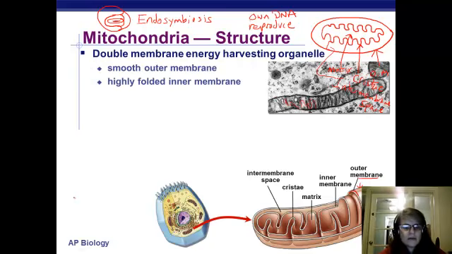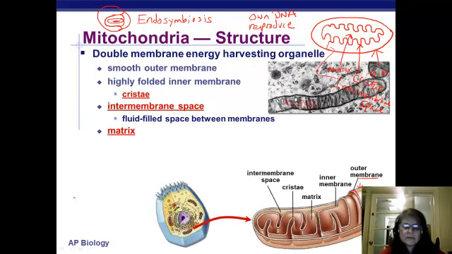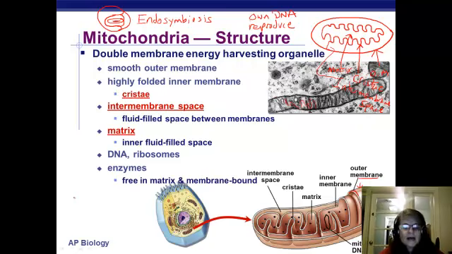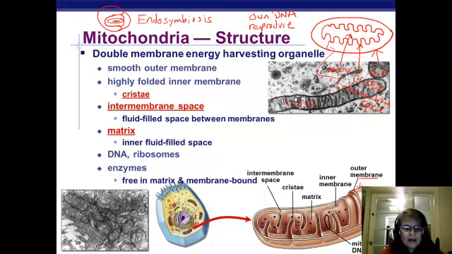All right, so smooth outer membrane, highly folded inner membrane, cristae, intermembrane space, the fluid-filled space between the membranes, got it. Matrix we talked about, the inner fluid-filled space. It has its own DNA, has its own ribosomes. Sorry, I didn't mention that to you, but it does. It has its own various enzymes. We're going to meet some of them.